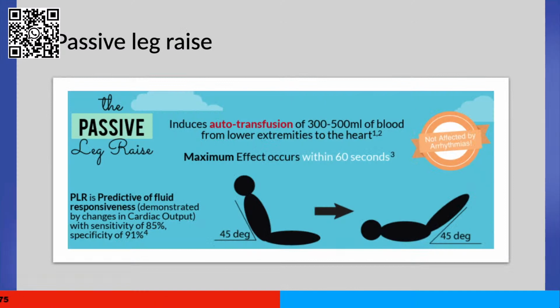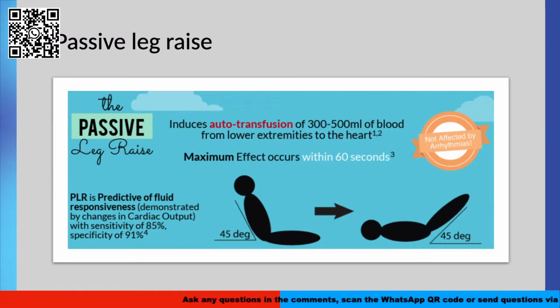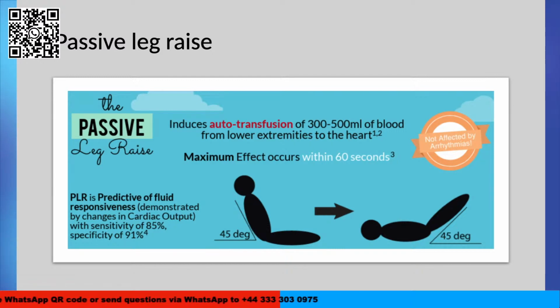One easy way of determining fluid responsiveness is through a passive leg raise. The advantages of this are that it's easy to perform, it's non-invasive, and doesn't require any specialist equipment. It relies on the autotransfusion of around 500 ml from the lower extremities, and an effect can be seen within 60 seconds. An increase in cardiac output or systolic blood pressure of around 10% would suggest an element of fluid responsiveness, and it can be repeated multiple times until no improvement is seen.